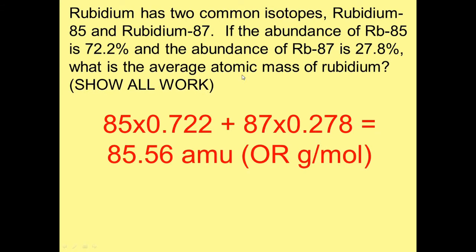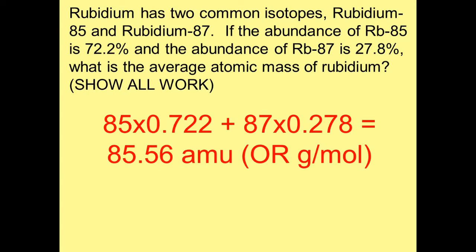To calculate the average atomic mass, we take 85 times the relative abundance, 0.722. I got this number by moving the decimal 2 back from the percent abundance. Then add the other isotope's mass, 87, times 0.278. That comes out to be 85.56 AMU. Or the other optional units you could use for the periodic table are grams per mole, because that's how many grams 1 mole of rubidium atoms would weigh on average.